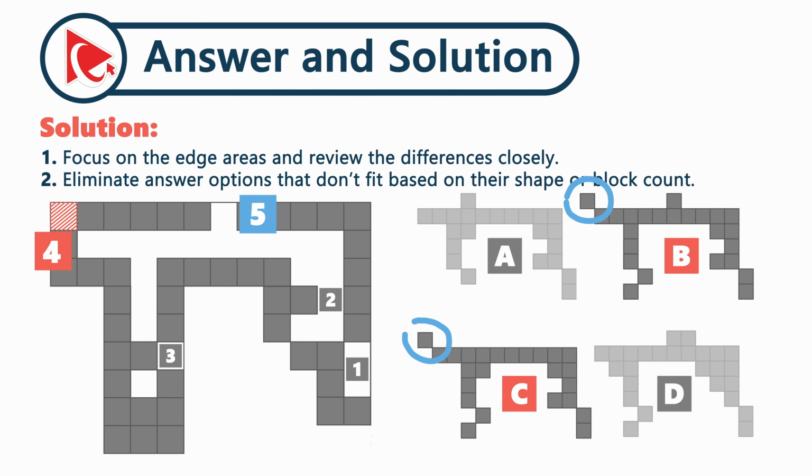Well, our last hope is the edge area 5. Let's see if it's gonna be helpful. And voila! I think we're getting closer to the right answer because now we can eliminate the choice C.